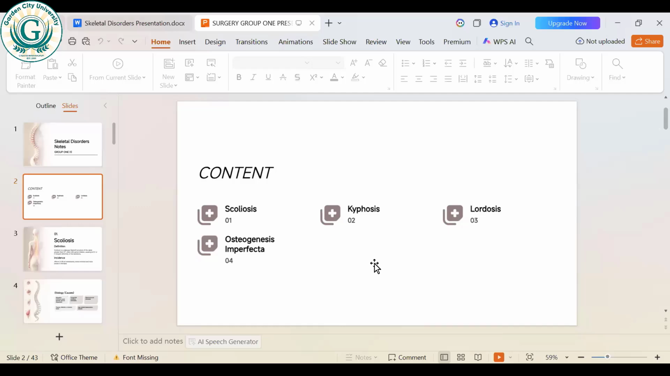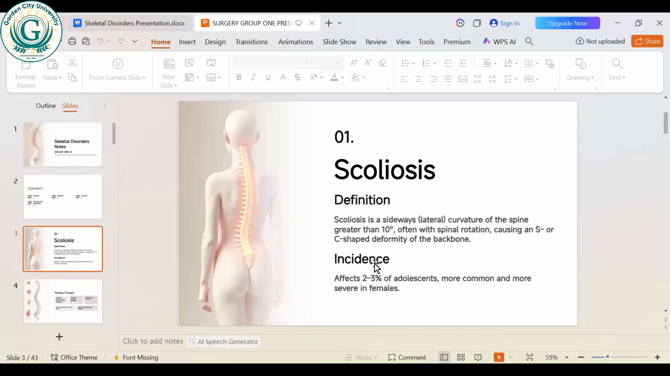Scoliosis is a sideways curvature of the spine, mostly greater than 10 degrees, causing either an S or a C shape deformity. If you look at the diagram, you could see that the spine has shifted in a way you can assume is a C shape or an S shape. If you have a curvature like that, we consider it scoliosis. The incidence is about 2 to 3% of adolescents, and it is more prevalent in females as compared to males.